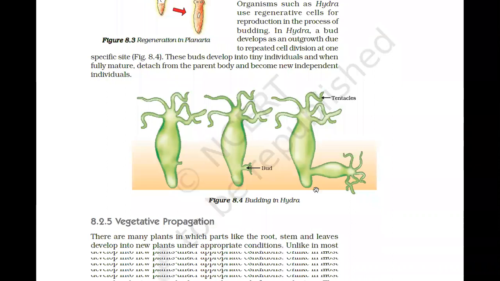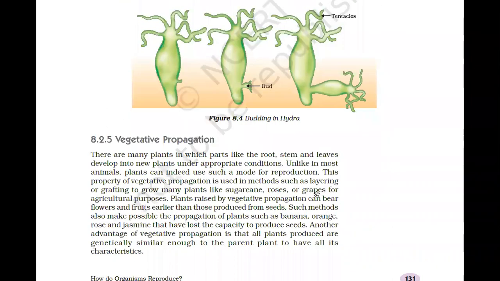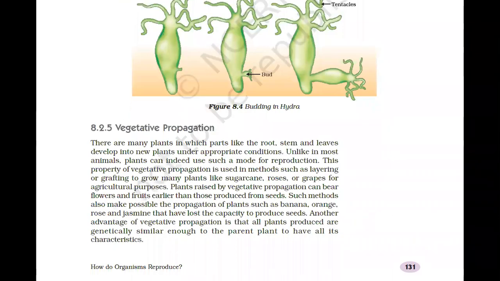Vegetative propagation. There are many plants in which parts like root, stem, and leaves develop into new plants under appropriate conditions. Unlike in most animals, plants can indeed use such a mode for reproduction. This property of vegetative propagation is used in methods such as layering or grafting to grow many plants like sugarcane, roses, or grapes for agricultural purposes.